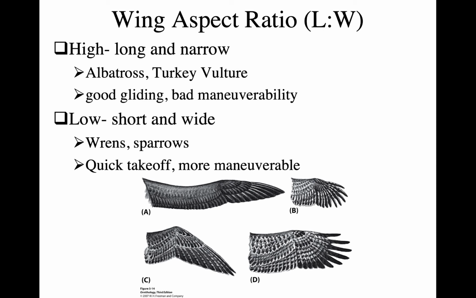Something like a wren or a sparrow, on the other hand, has short, stubby little wings, like shown here in B. They can take off quickly, with more maneuverability. They have a combination of low wing loading and a low aspect ratio. So this makes them highly maneuverable in really dense brush, being able to generate lift pretty quickly, but also having very maneuverable wings. But the counter to that is you're not going to see a wren soaring through the air gracefully. They have to beat their wings really hard to be able to fly.